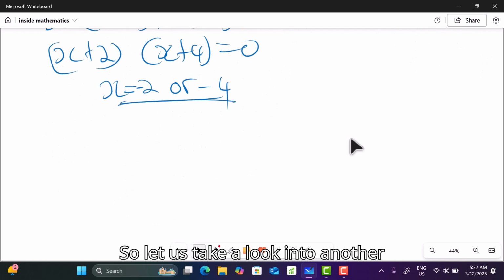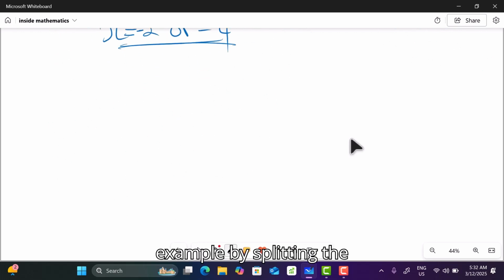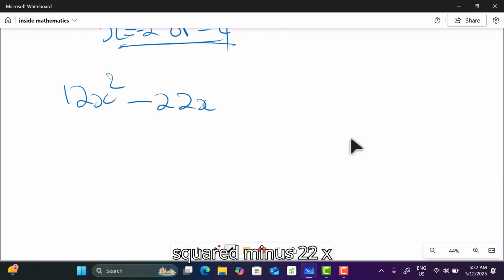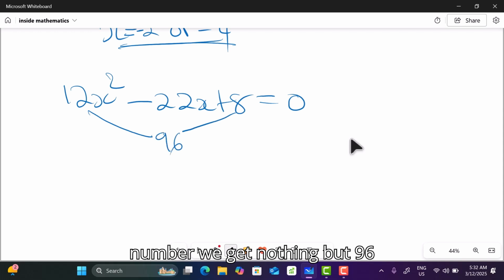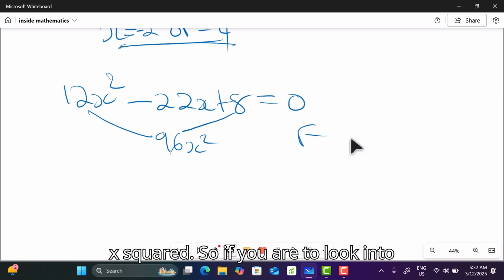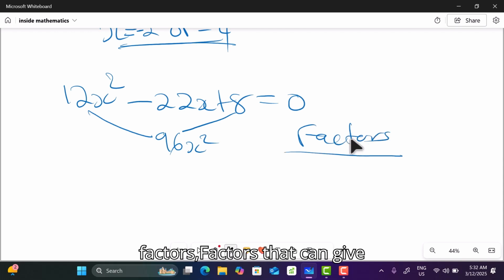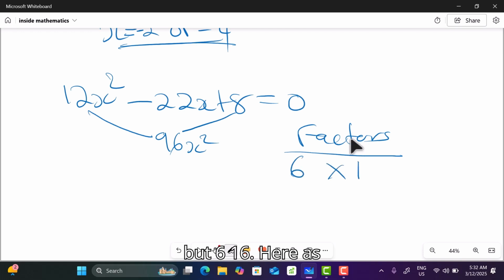So let us take a look into another example by splitting the middle term. 12x squared minus 22x plus 8 equals 0. When we multiply this number and this number, we get 96x squared. So if you are to look into factors of 96 that can give us 22, it is 6 times 16 here. As you can see, 6 times 16. So we need to get negative 22, so both are negative, which gives us a positive 96.